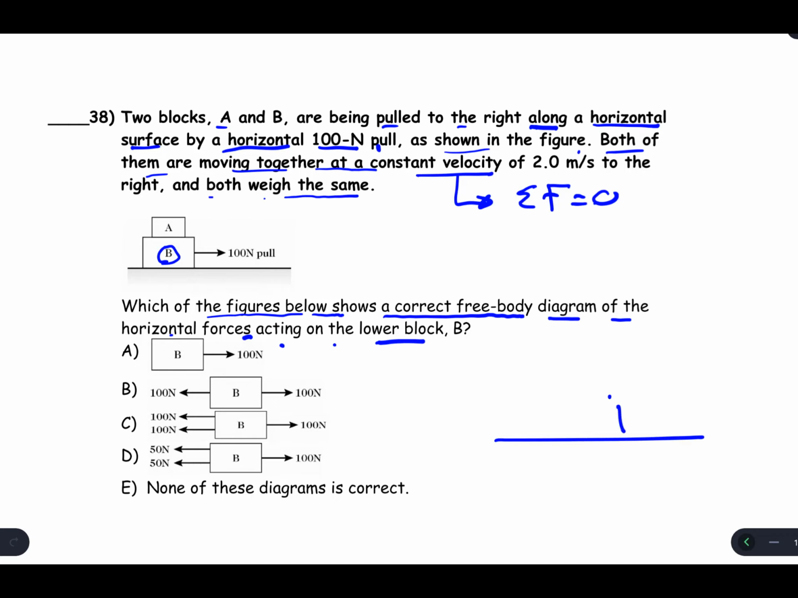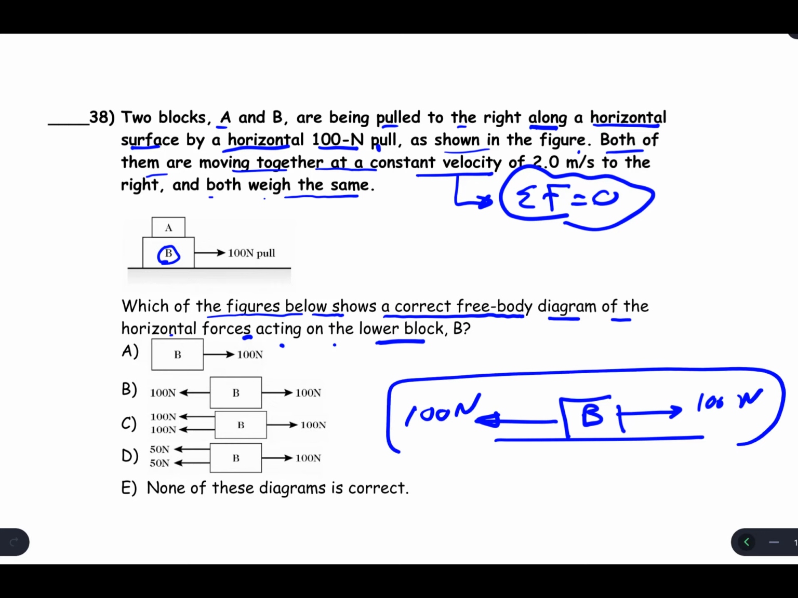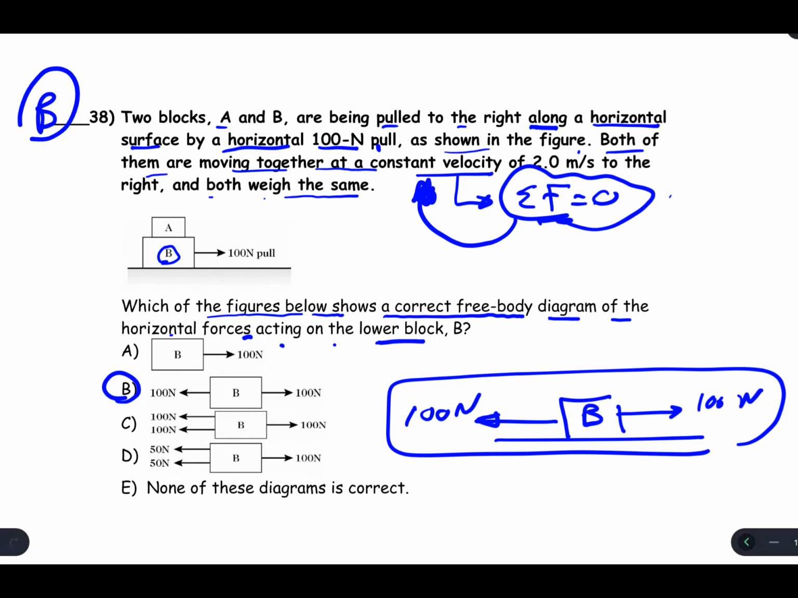Which of the figures below shows a correct free body diagram of the horizontal forces acting on the lower block? You can see the 100 force pulling on B. But the total amount of force equals 0, so there is a friction force here equal to 100 newtons also, to get the total force equal to 0 because velocity is constant. So where is the answer? Letter B. Letter B is the answer. I hope you understand this one.